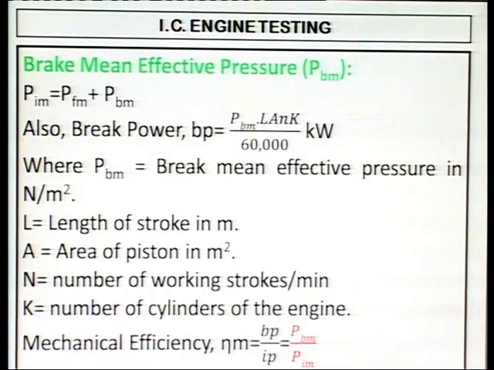PBM multiplied by LANK divided by 60,000 kilowatt, where PBM is equal to brake mean effective pressure in Newton per meter square. Here L is equal to length of stroke in meter, A is equal to area of piston in meter square, N is equal to number of working strokes per minute, K is equal to number of cylinders of the engine. Mechanical efficiency is equal to BP upon IP, that is PBM divided by PIM.